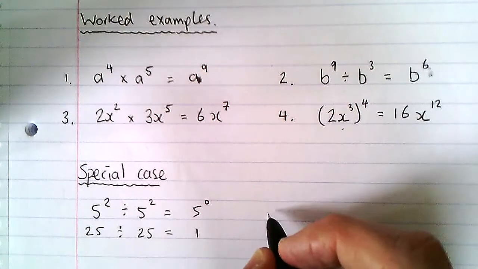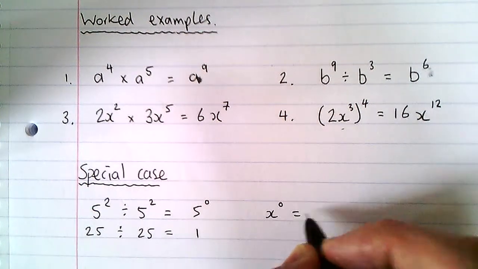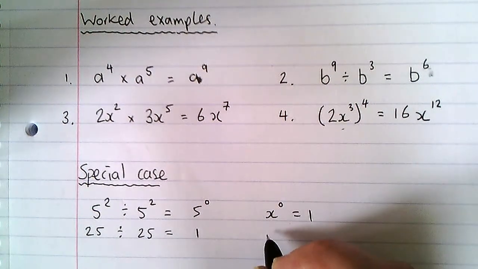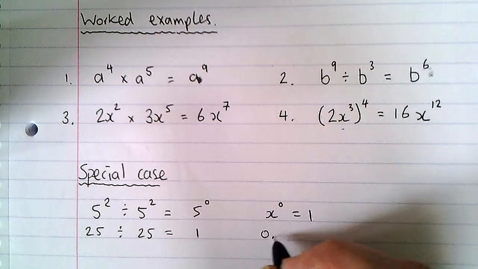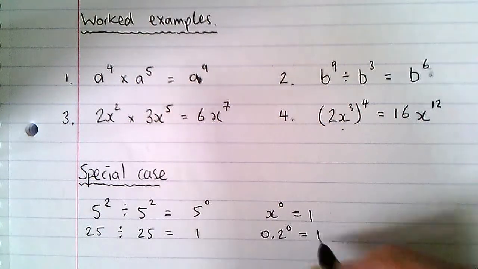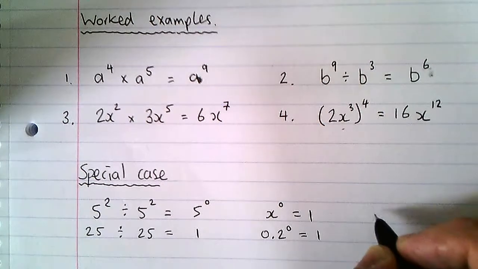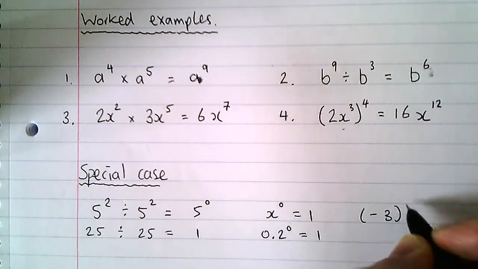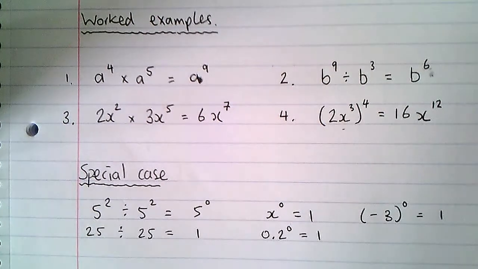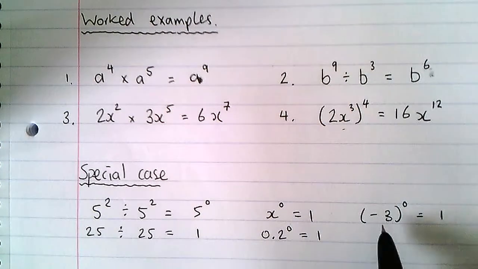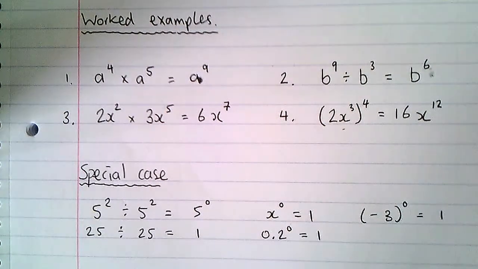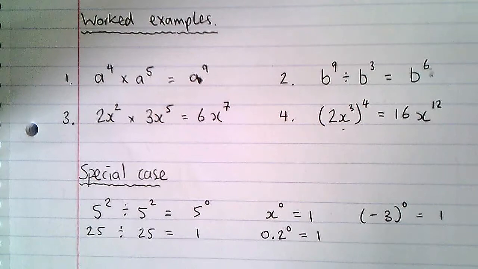So I can have x to the power of 0. I'll get 1. I could have 0.2 to the power of 0. I'd get 1. I could have minus 3 to the power of 0. I'd get 1. Okay, it doesn't matter. Anything that I've got to the power of 0 will give me 1. And that's all there is.